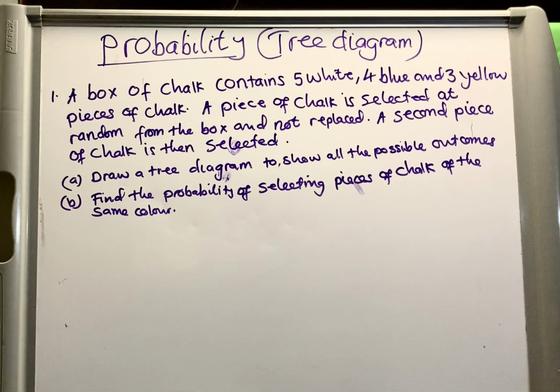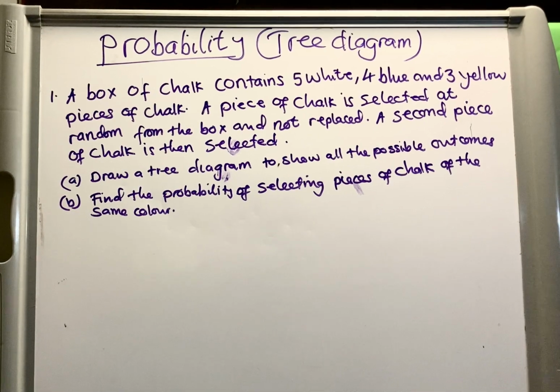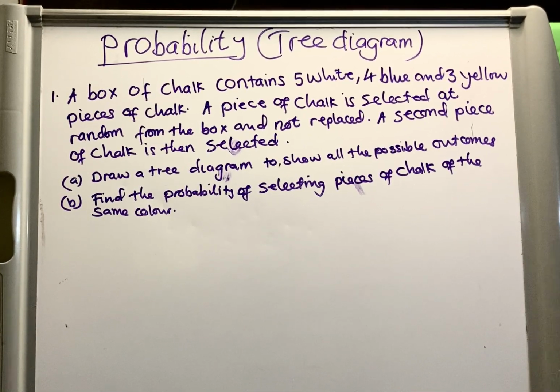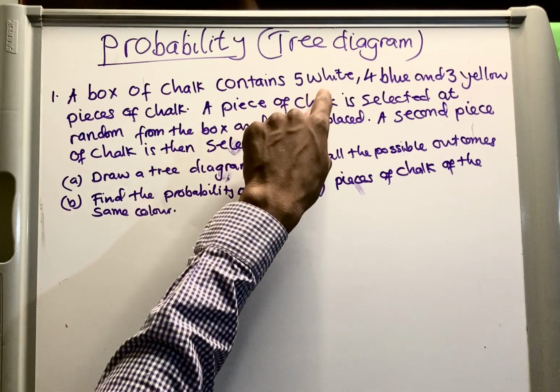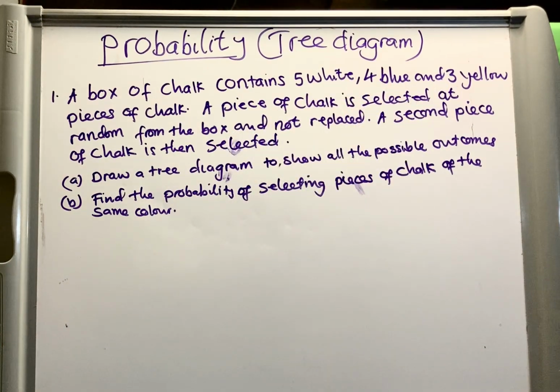A box of chalk contains 5 white, 4 blue, and 3 yellow pieces of chalk. A piece of chalk is selected at random from the box and not replaced. A second piece of chalk is then selected. So this box of chalk contains 3 colors: white, blue, and yellow. We have 5 white, 4 blue, and 3 yellow. So a piece of chalk was picked and not replaced. A second piece was then selected.